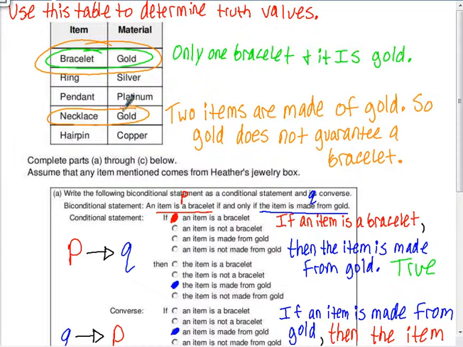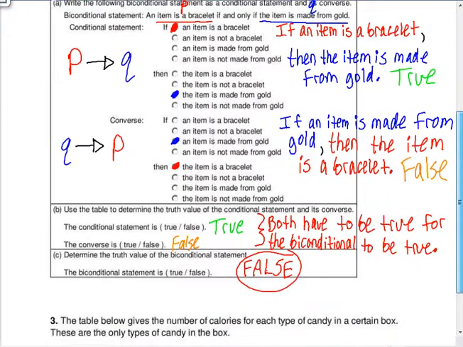So you cannot guarantee grabbing a gold item out of the jewelry box will be a bracelet because one of those gold items is a necklace. So in other words, that's a counterexample. So that tells you the converse of the biconditional statement is false. The regular conditional was true, but the converse was not. And if this were going to be a true biconditional statement, it would have to be true forwards and backwards. The conditional and converse both would have to be true. Therefore, this biconditional is false because they are not both true. So remember, it has to be true forwards and backwards.